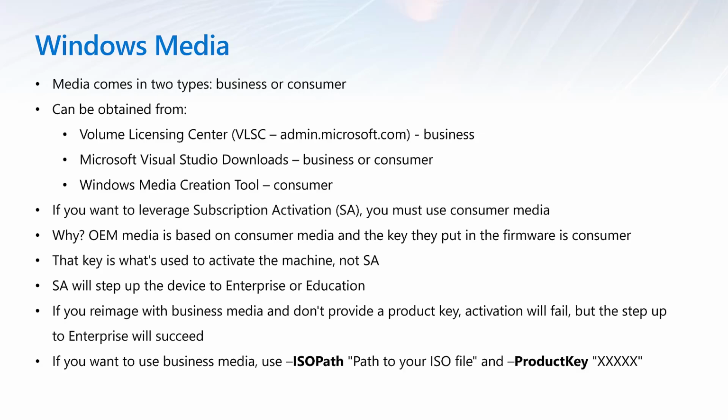So if you want to use business media, you want to use ISO path and use the path to your ISO file. And you want to use product key and then put the product key in. Now the product key can be the KMS general volume licensing key, the GVLK, or the product key can be a KMS or MAK or any other type of key that you might have access to.